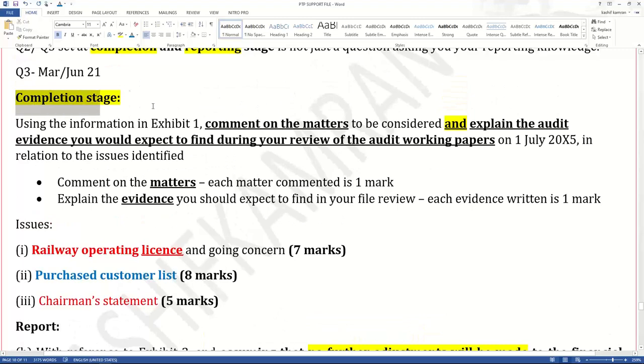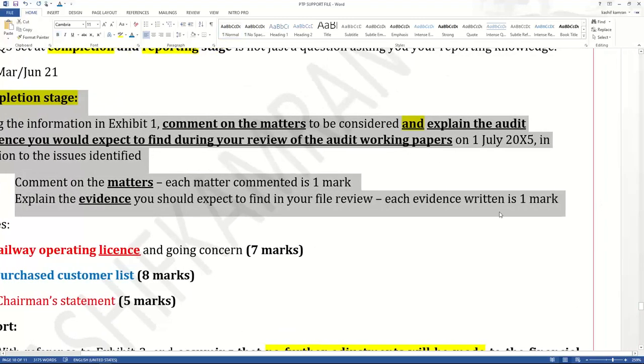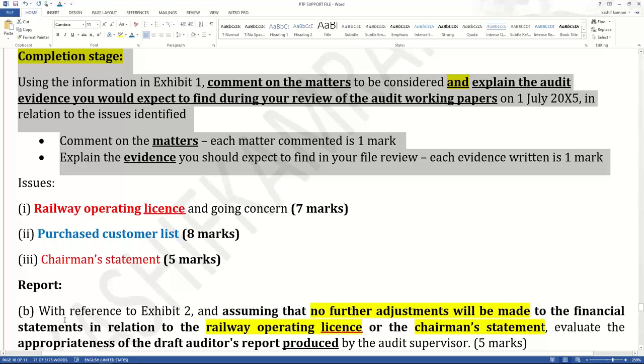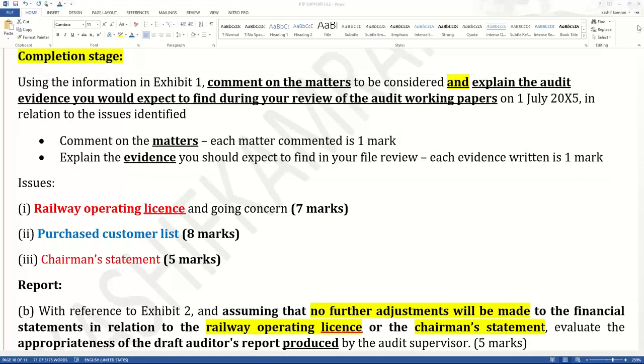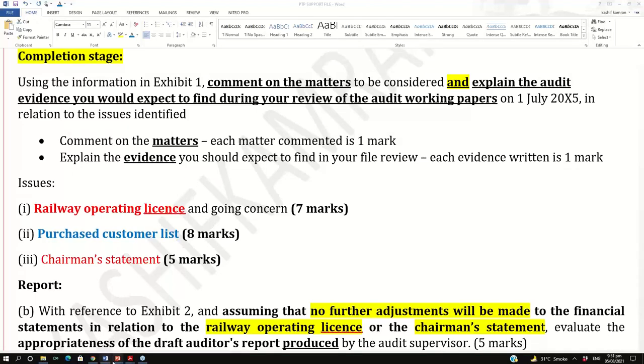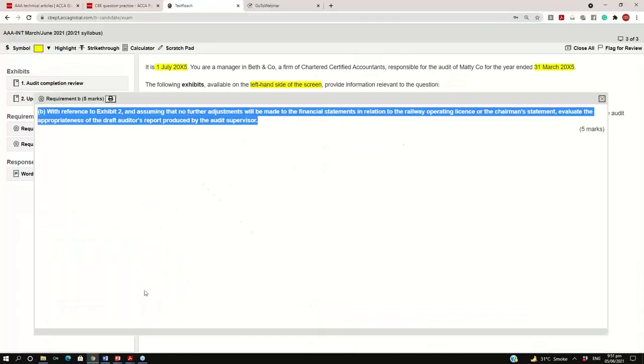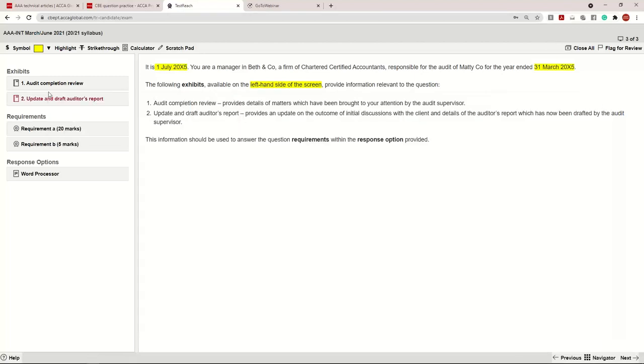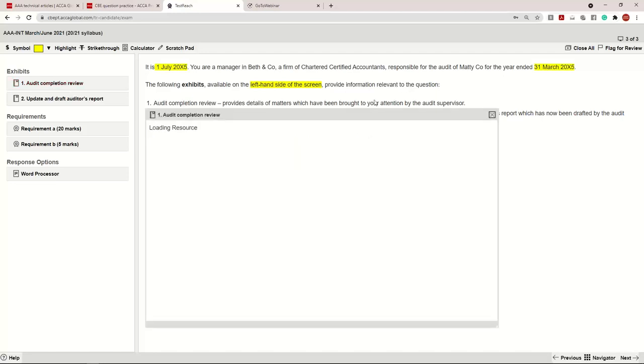One stage of the question is completion, which we will be solving right after the break. And one part of this is the report, which again, we will be solving right after the break. Now, what I want from you during the break is that during the course of the break, look at this practice platform. And on the practice platform, we have this question number 3. So if you can just start to read the exhibit 1, which is the audit completion review.